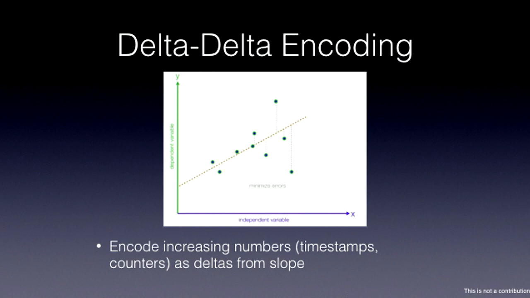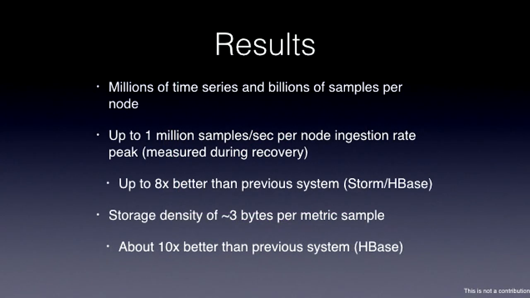Okay. And the result of these techniques of storing data in memory using columnar compression, delta encoding, and similar techniques, and a lot of optimization, is that we're able to store millions of time series and many, many billions of data points in memory on a single node. A single node can ingest up to a million data points a second at peak, which is, I would say, pretty impressive for a Scala JVM language. This is not written in C++, you know. This is about an order of magnitude better than the previous system, which used Storm and HBase.